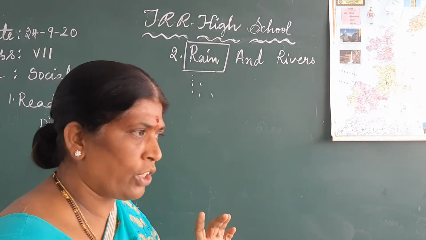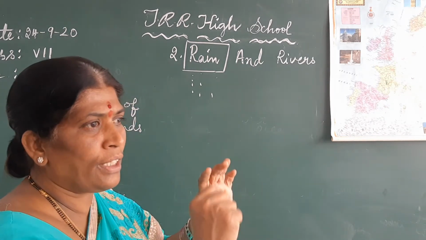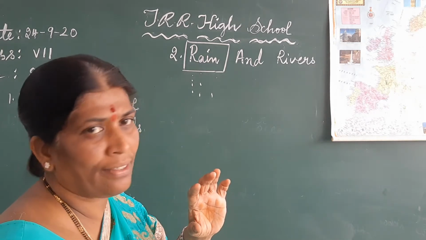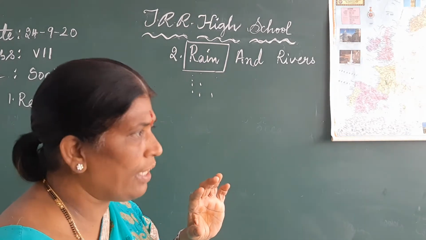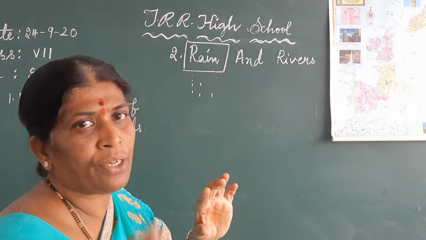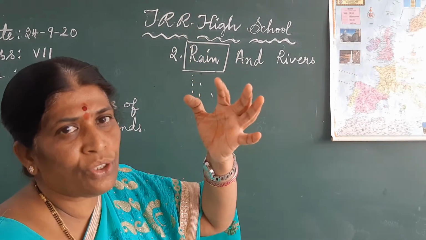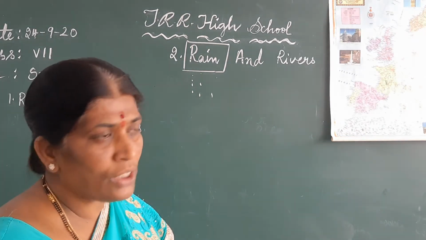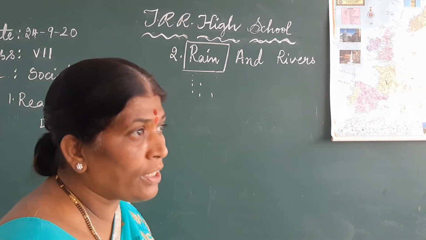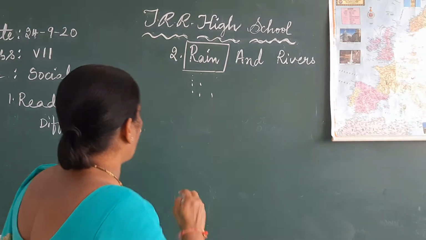Why? Because of the heat the water evaporated, and because of the coolness there was condensation. Heat and coolness: first water changed into gas, and again it changed into water. Now she has observed this. What is that process called? Now I am going to tell.